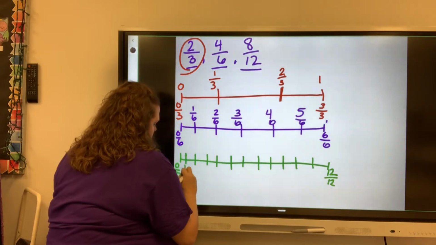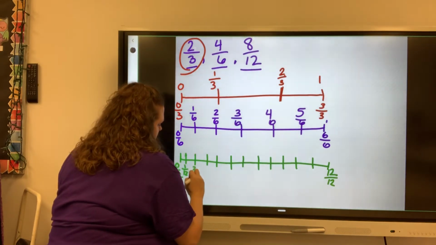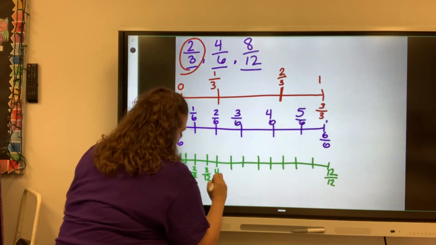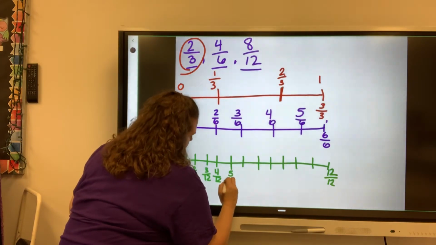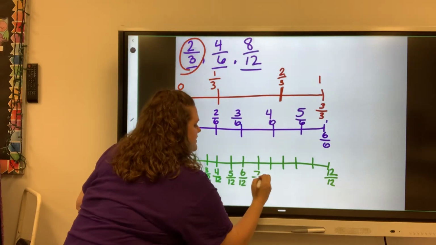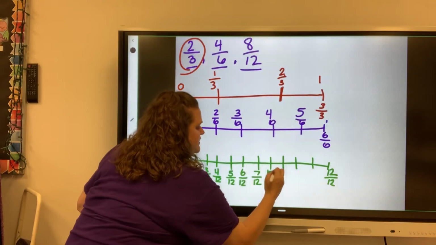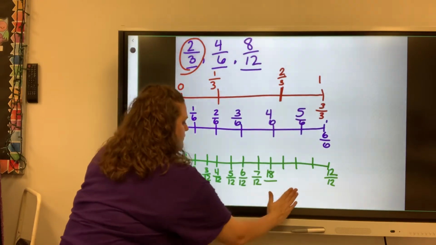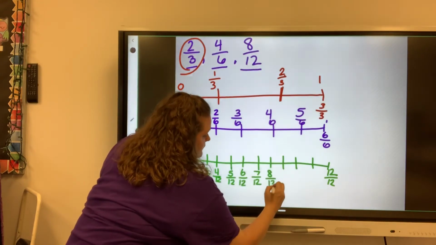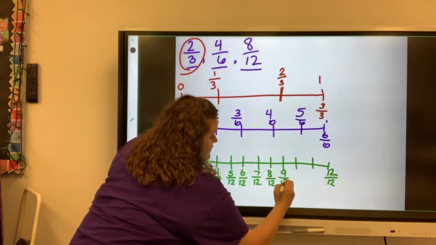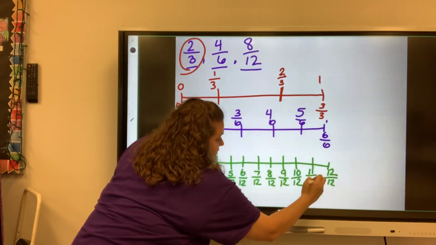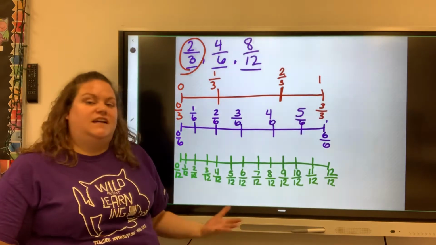1/12, 2/12, 3/12, 4/12, 5/12, 6/12, 7/12, 8/12. Oops, that's 18/12. Sorry about that. 8/12, 9/12, 10/12, and 11/12.